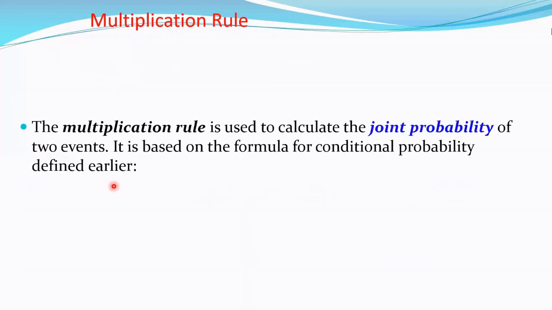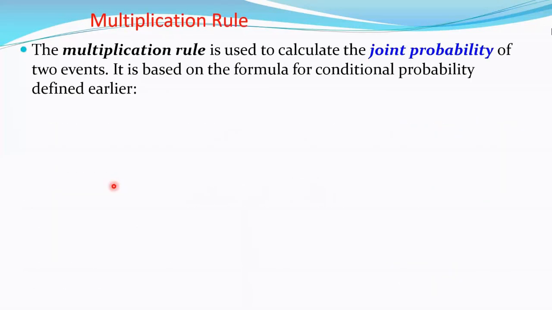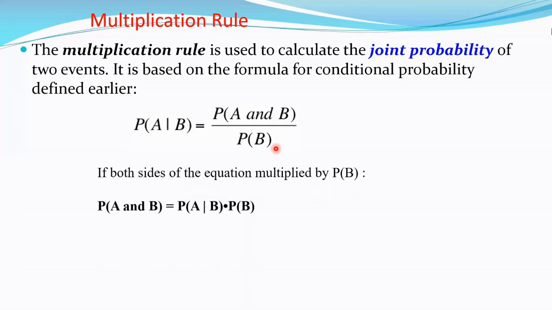Right? Then the multiplication rule. Here we are going to apply the multiplication rule to calculate the joint probability of two events. It is based on the formula for conditional probability defined earlier, right? So the probability of A given B is equal to the probability of A and B divided by the probability of B. Then, when we cross multiply, we know that the probability of A and B, which is a joint probability, equals the probability of A given B times P of B.